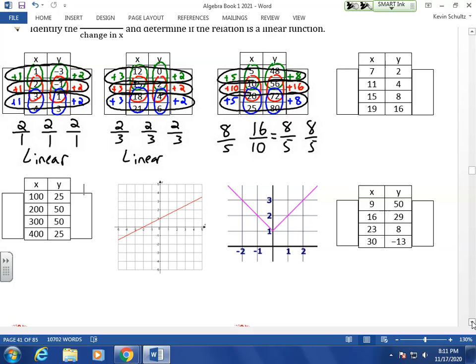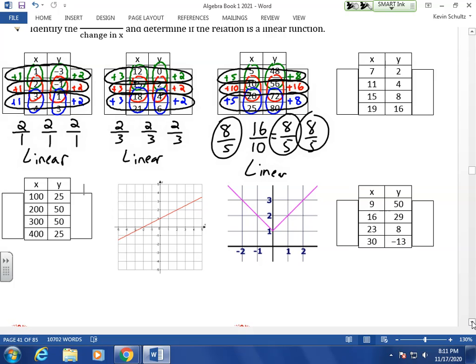So don't give up. If it seems like it's not going to work out to be a constant change, go to the very end. Essentially what happened here is that we skipped over a set of plus 8, plus 5. We just jumped over it, and that's how we got the up 16 and over 10. But yes, these all being the same, it is going to be linear.